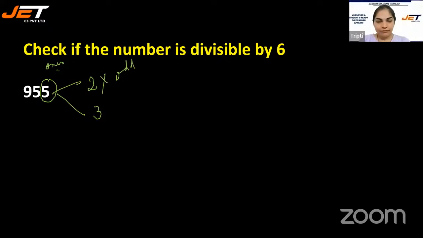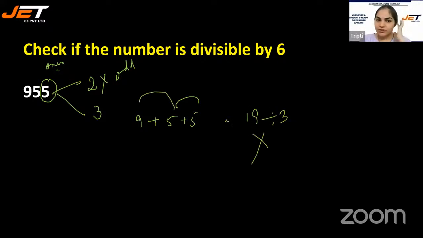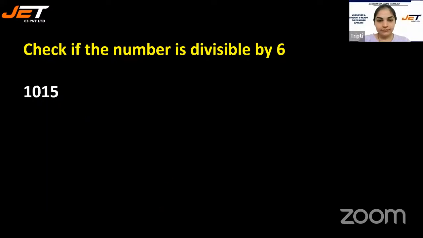So I'll not check for 3. If you want to try, you can. 9 plus 5 plus 5. 5 plus 5 is 10 plus 9, 19. 19 divided by 3, it's not exactly divisible. So that means it's not divisible by 3 also. Even if it is divisible by 3, it will not be divisible by 6 because it's not divisible by 2. The rule says it should be divisible by both 2 and 3. Both. Next.